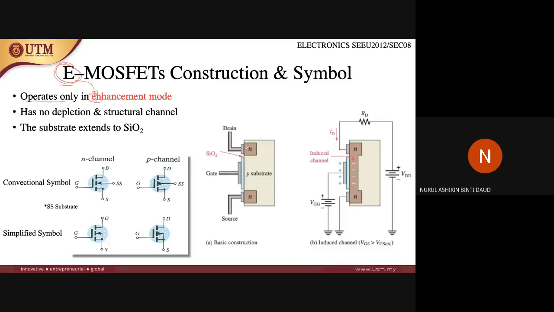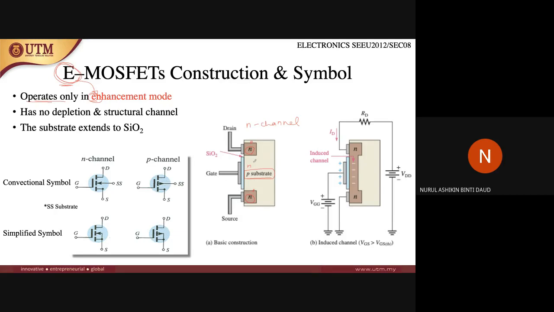This is the drain, this is the gate, and this is the source. The N-type regions are located at the drain and the source, and this is the P substrate. So in this case, this is the N channel type. If it is the P channel type, it will be the other way around: here it will be P, and here it will be an N substrate. These are the basic construction.